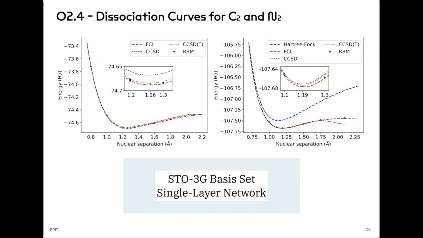So these RBMs are in green, these FCI, full CI, is in red, and you can see that we can match nicely and also do better than some techniques that quantum chemists use, like these coupled cluster methods. I don't know if there are chemists in the audience, but if not, you can look them up.